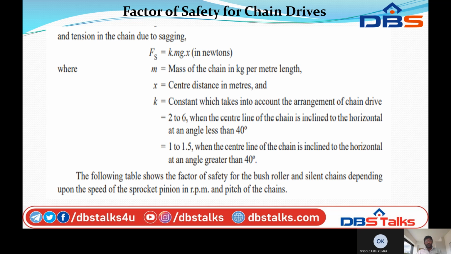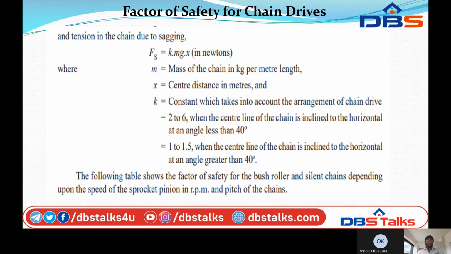k is equal to 2 to 6 when the center line of the chain is inclined to the horizontal at an angle less than 40 degrees. The next one is 1 to 1.5 where the center line of the chain is inclined to the horizontal at an angle greater than 40 degrees. So we use 2 to 6 when the angle is less than 40 degrees, and 1 to 1.5 when the angle is greater than 40 degrees.